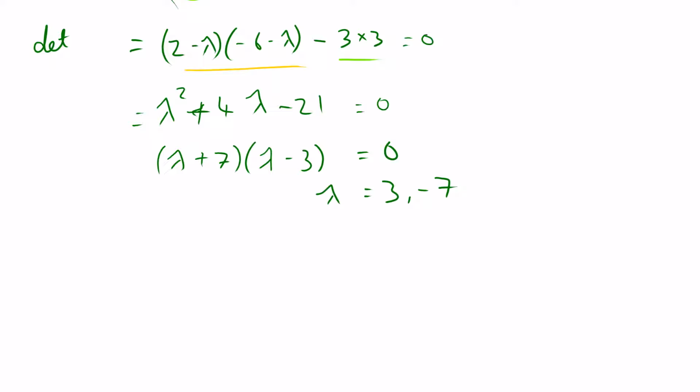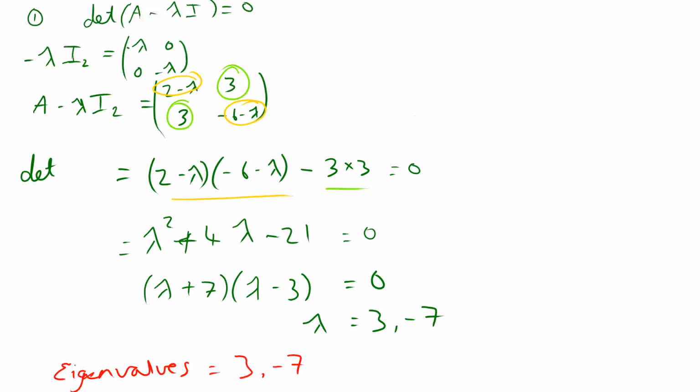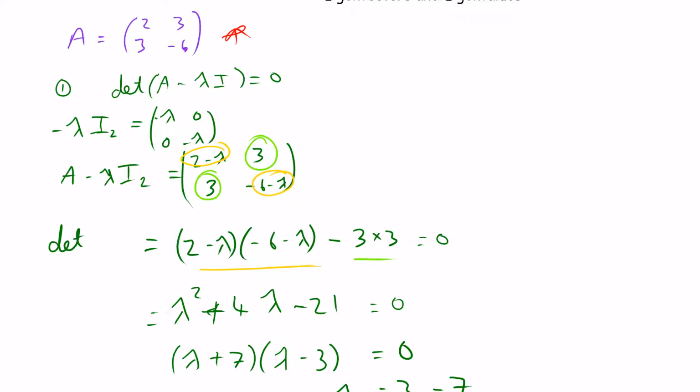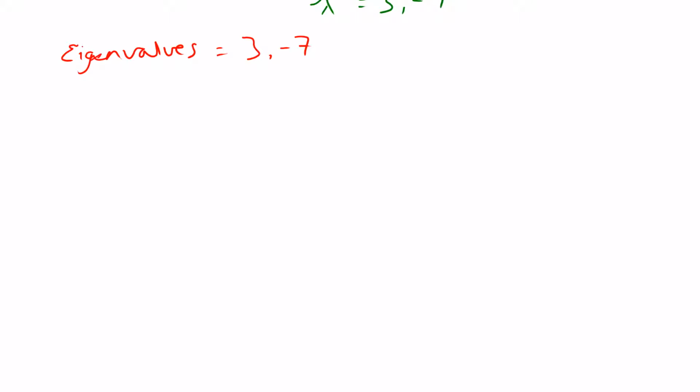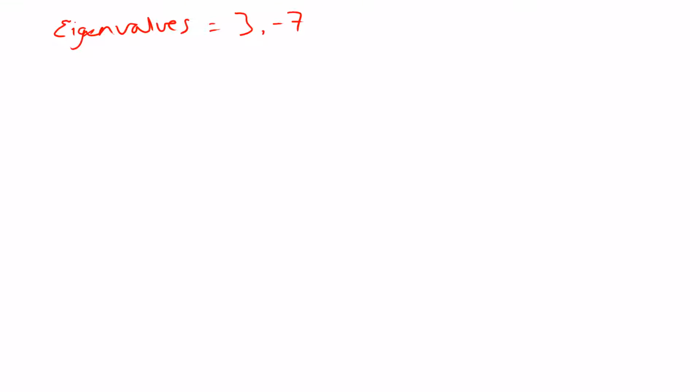Now, the one thing I haven't mentioned is what we've actually worked out here. So what is lambda? Well, lambda here is our eigenvalues. So our eigenvalues here are 3 and minus 7. So that is the first half of the question. We wanted to find the eigenvalues and eigenvectors of A here, and we've worked out what the eigenvalues are. So if we bring that up higher, I'm just going to write out what A was again.